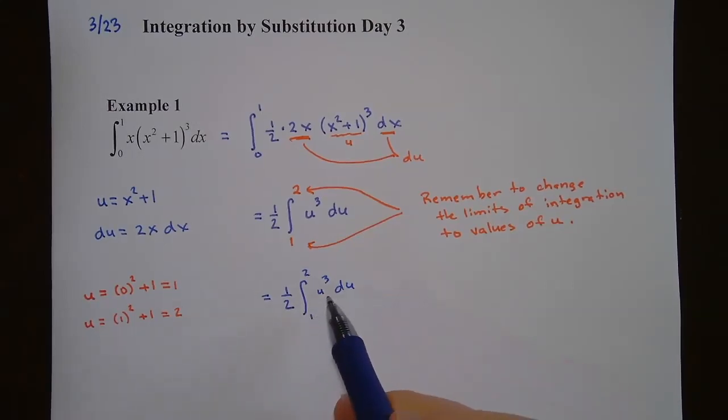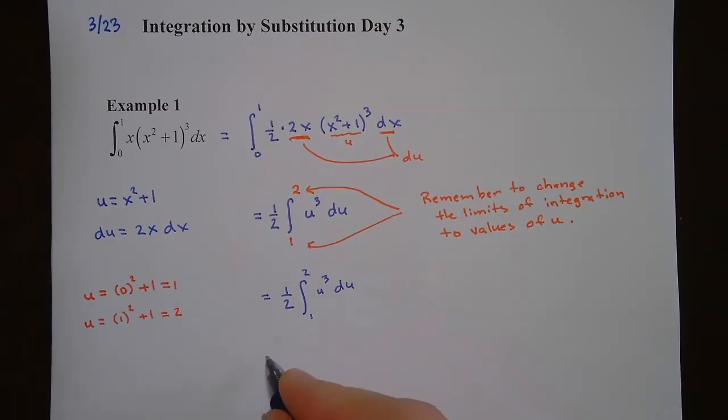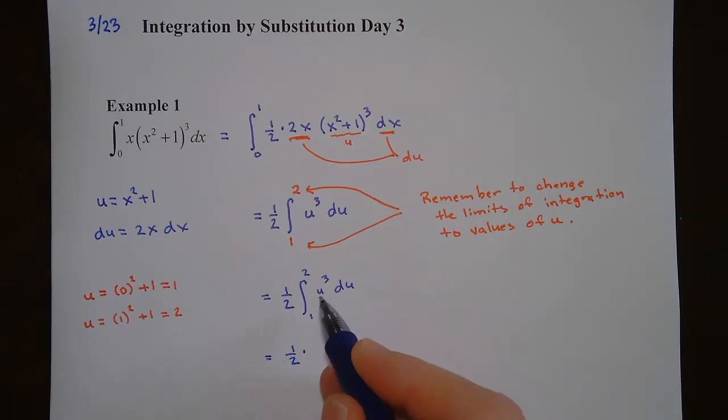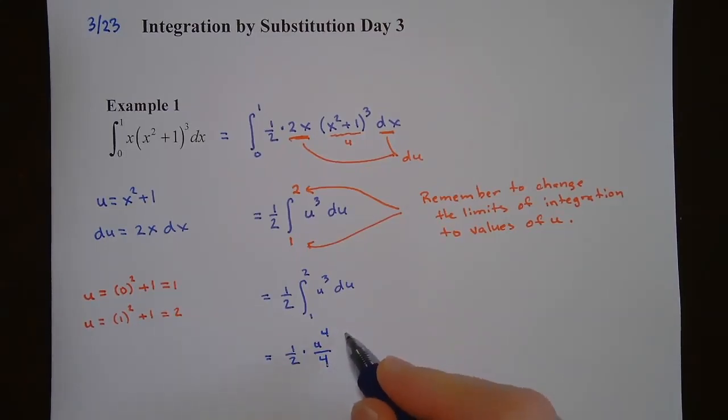This is a really easy integral now, okay? So we add 1 to the power and divide by it. So we have the 1/2 times, and u cubed becomes u to the 4th divided by 4. That's the antiderivative of it. And remember, on definite integrals, we don't have to put the plus c because, well, I'll talk about it again in just a minute. We're going to go from 1 to 2, okay?